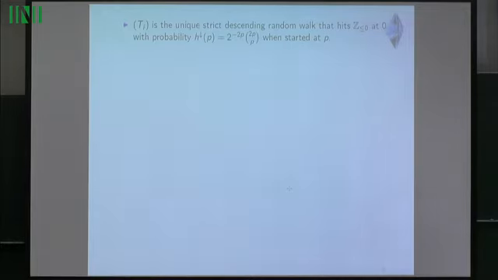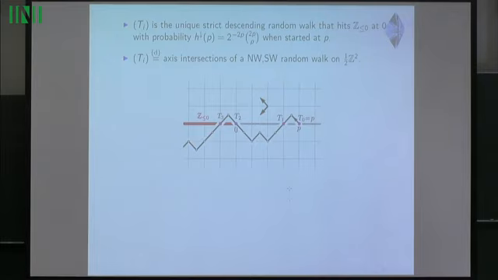Okay, so let's identify what this law of the descending ladder process is, and I call that T of I. It's a unique strict descending random walk that hits the negative half integers at 0 with a particular probability, which is this central binomial coefficient. And it's easy to identify some process that does this, because this is just the probability that a random walker returns to its starting point after 2p steps.